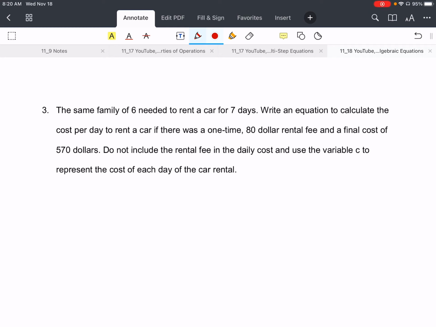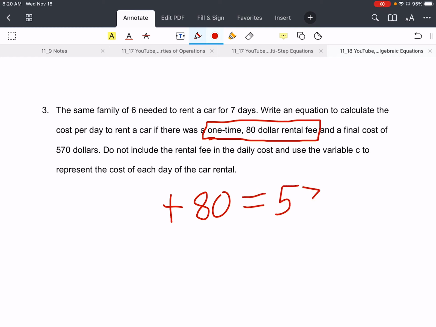So this one is a little bit different, and I'm not even going to draw boxes. We're going to focus on the one-time $80 rental fee. So a fee like this means that no matter how many days the family rents the car, they're going to have an $80 fee. So if they rented it for 30 days, $80. 2 days, $80. So that is just going to look like a plus 80 because we don't have to multiply it by the number of days. And we also know that the final cost is $570.